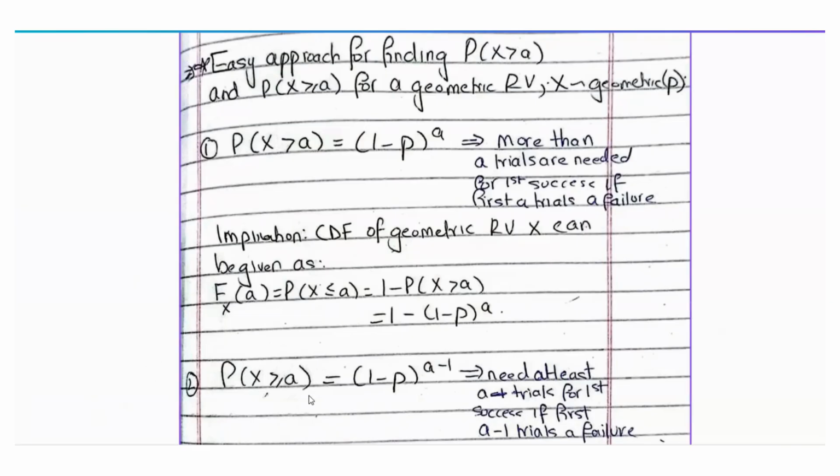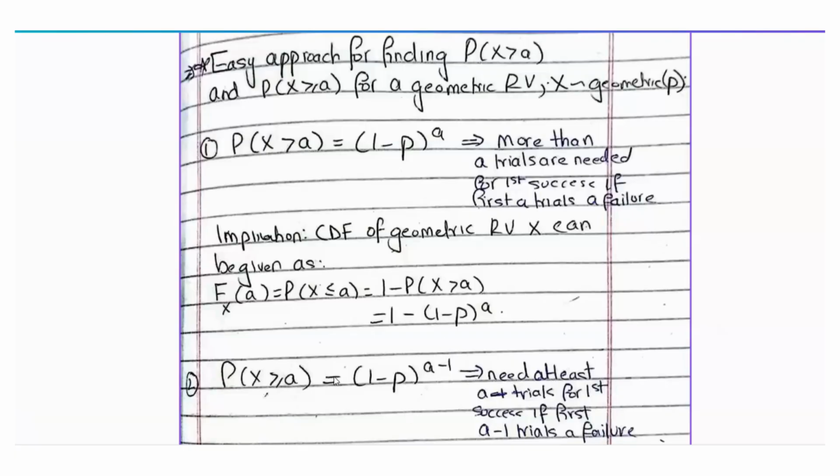We can also find probability x is greater than or equal to a very easily, because what this is saying, the difference is here you need more than a trials for first success, here you need at least a trials for first success. You have to be careful about the difference between greater than and greater than or equal to. It makes a lot of difference for discrete random variables. Probability x is greater than or equal to a means that you need at least a trials for first success. This will only be needed if first a minus 1 trials are a failure. So this just becomes the probability the first a minus 1 trials are a failure, which can be written as 1 minus p power a minus 1.